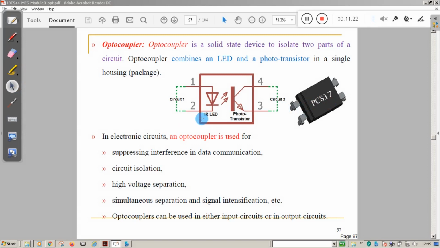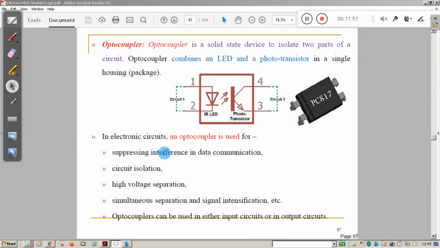So why are optocouplers used? Optocouplers are used in the communication industry to suppress interference, that is noise, in the data. Second, they can be used for circuit isolation, and in some applications like high voltage separation, and simultaneous separation and signal intensification applications also. An optocoupler is used in either input circuits or output circuits.